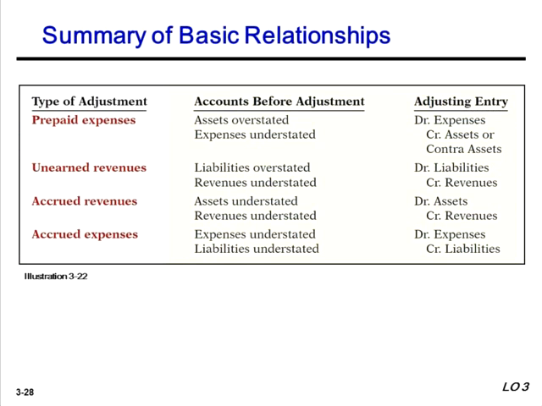On this next table, we have a summary of all the basic relationships by type of adjustment, the accounts before adjustments, and the adjusting entries. So that's another way of presenting what we've already looked at.